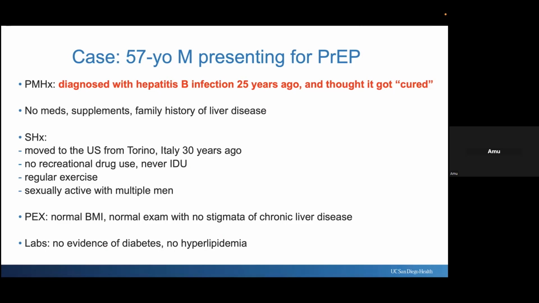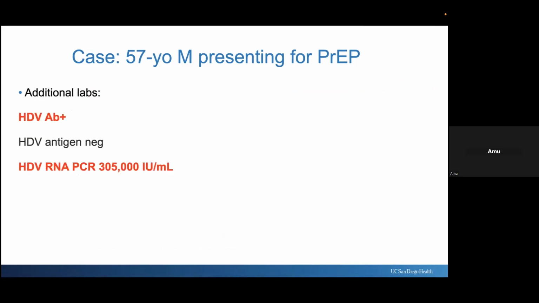He had moved to the US from Torino, Italy 30 years ago, reported no history of drinking excessively or other regular use of recreational drugs. He exercised regularly. He had a normal BMI, no evidence of diabetes or hyperlipidemia in his labs. So no explanations yet for his degree of liver fibrosis on elastography, at least, except a chronic hepatitis B infection.